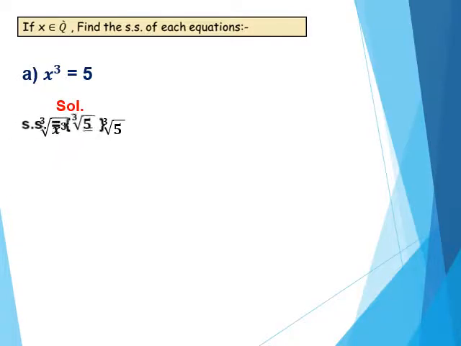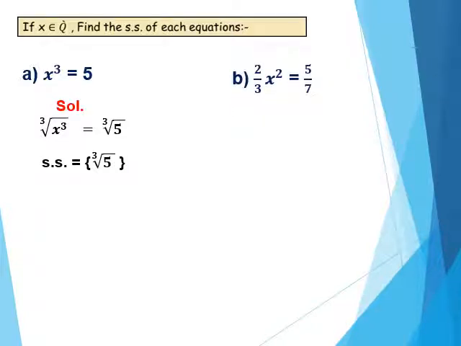If x belongs to Q dash, find the solution set of the equation x power 3 equals 5. Solution. We take the cube root of both sides, so the solution set equals cube root of 5, and cube root of 5 belongs to Q dash. It's an irrational number.